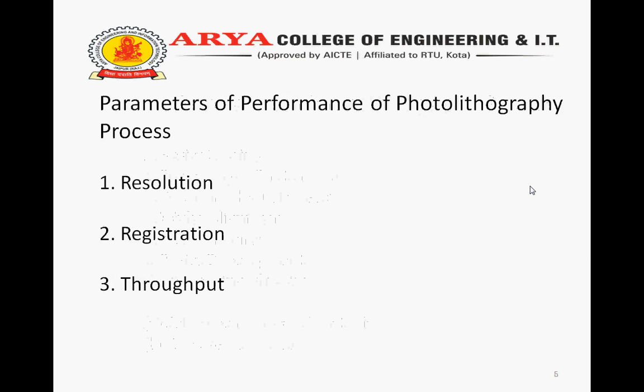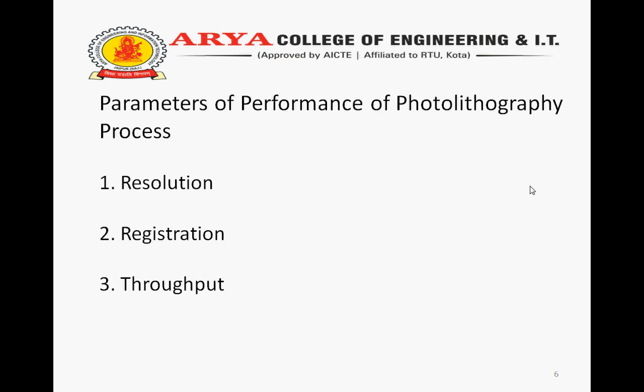Parameters of performance of photolithography process. There are three parameters of performance of photolithography process. First is resolution. It is the minimum feature size that can be exposed. It is not a fixed number for a given aligner. It depends on the ability of photoresist to reconstruct the pattern from the real image. A typical number of resolution is 3 standard deviation distribution of line width with no more than 10% variation.